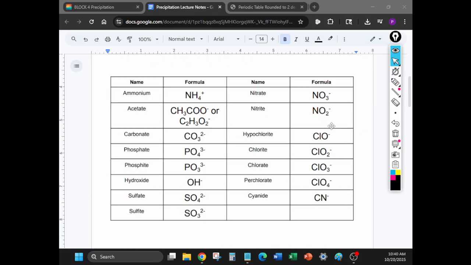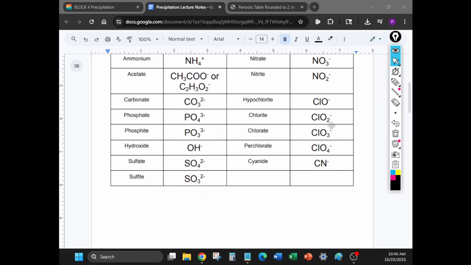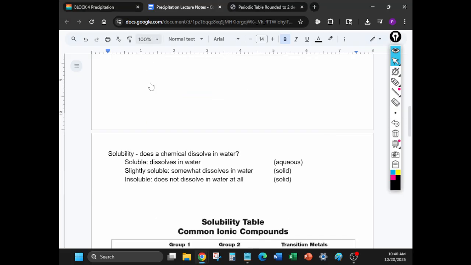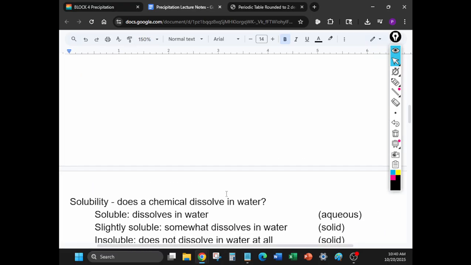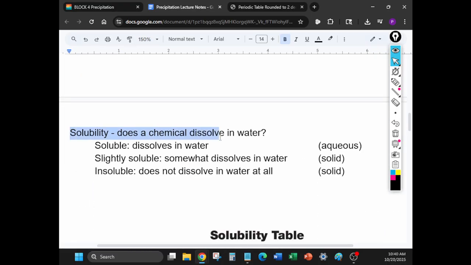Okay, so the last new topic before your lab is we're going to be talking about something called solubility. Solubility, I do want you guys to write this term down. Solubility is basically just answering the question, does this chemical dissolve in water? So if you have a chemical in water, solubility is asking, does that chemical dissolve in water?